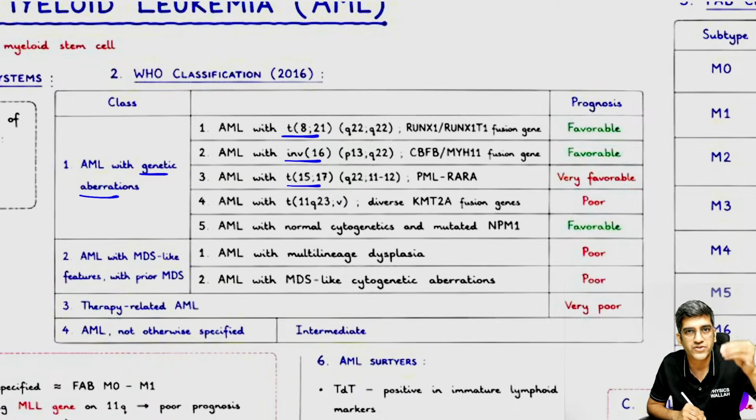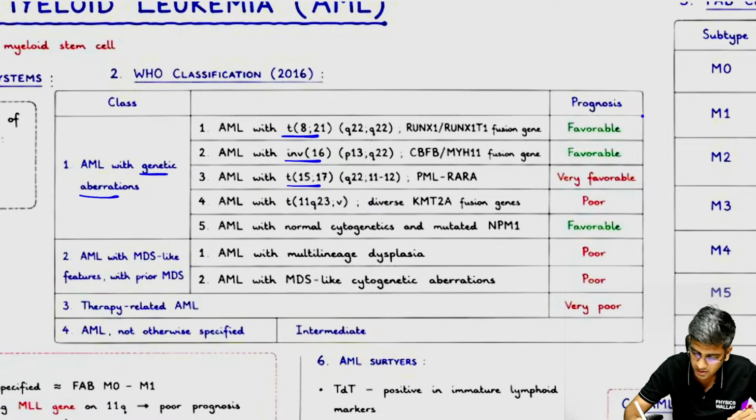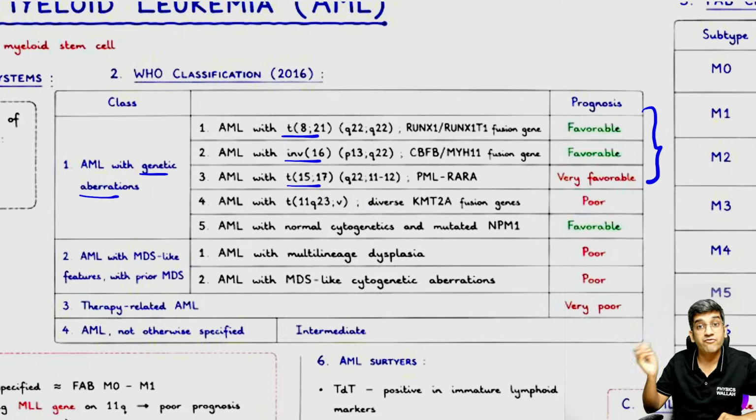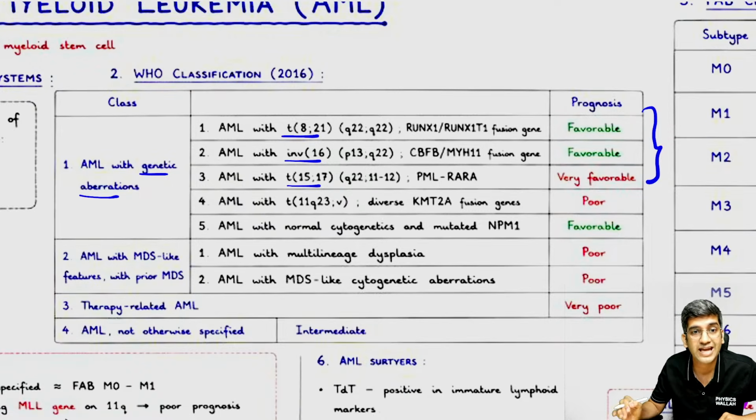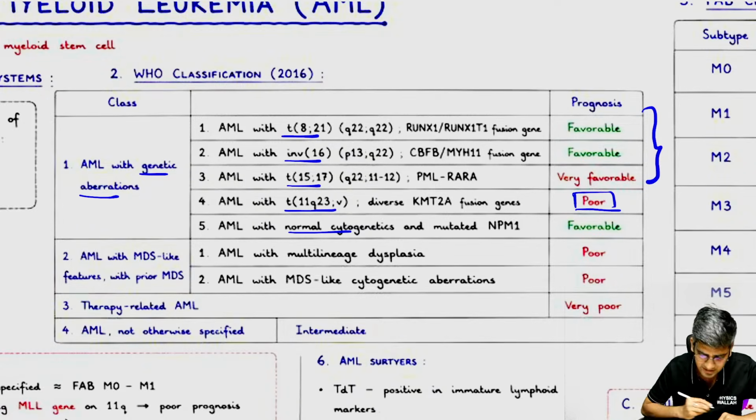These 3 are the exceptions: 8;21, inversion 16, translocation 15;17. Very good prognosis. Very favorable for 15;17. That's the best of the AMLs, APML, right? Then we already know this. 11q, we read in CLL as well as in ALL. Bad, no? Chemo resistance, poor prognosis. And AML with normal cytogenetics.